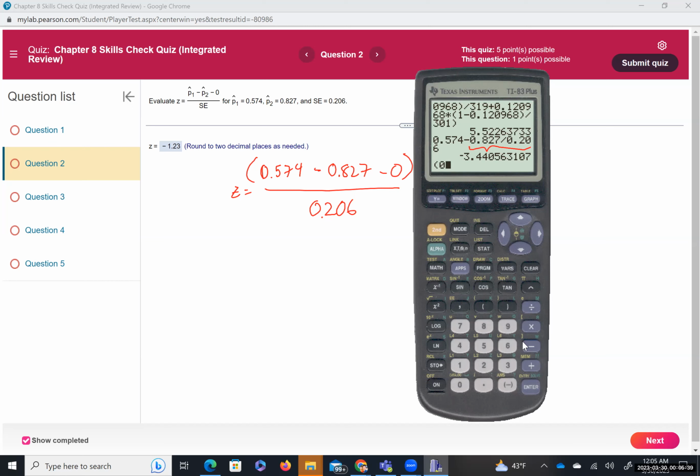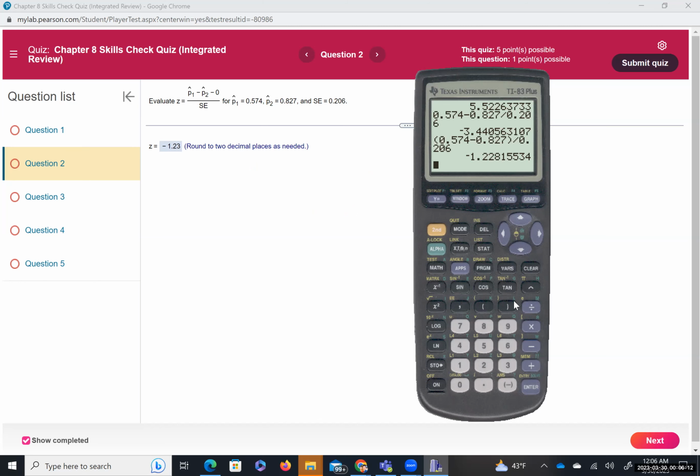So you must have parentheses first: 0.574 minus 0.827, minus 0 if you want, but I don't. We can just ignore it because it doesn't affect anything. Then you enter and you get the answer as -1.23, rounded to 2 decimal places. All right, so let's move to the next one.